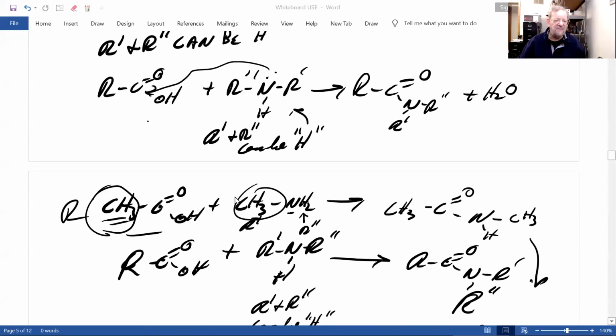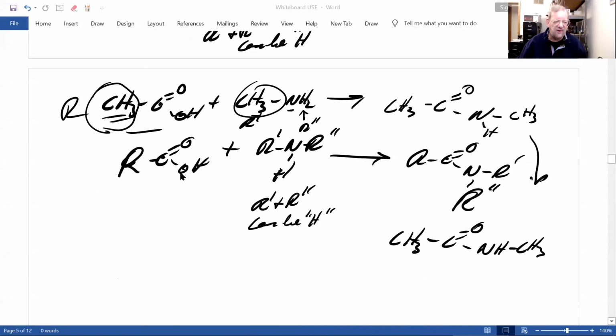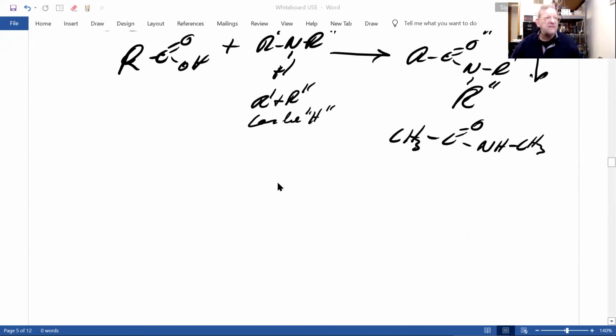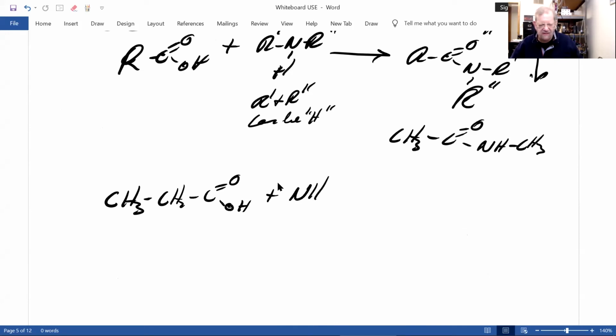All right, we're talking about how do you make an amide? You react the carboxylic acid with either ammonia, NH3, or a primary or secondary amine. And let's take a look here. I'm going to let you have one. And why don't you do the following? What would be the organic product or products for the following reaction?